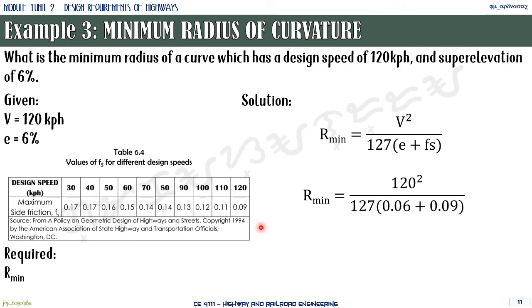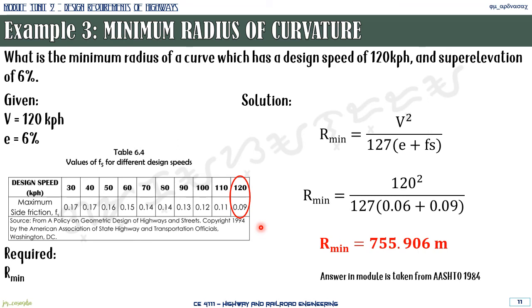0.09. So substituting our values, we now have our R min is equal to 120 squared divided by 127 times (0.06 plus 0.09), giving us a value of 755.906 meters. So take note that the module is using AASHTO 1984, so the answer in your module will vary from the answer that we have computed in this lecture.